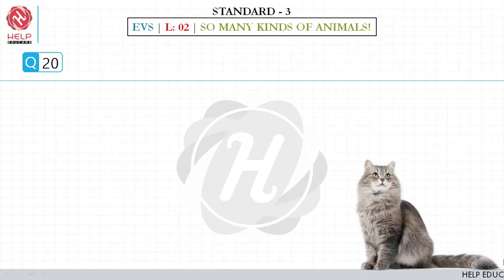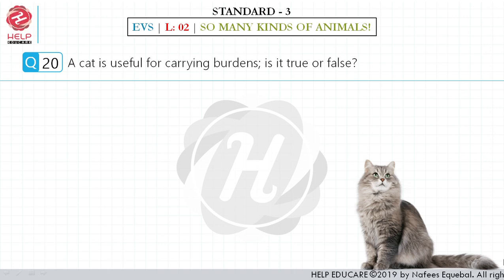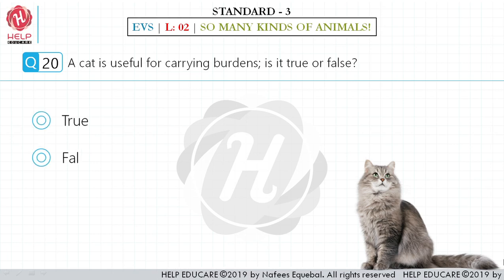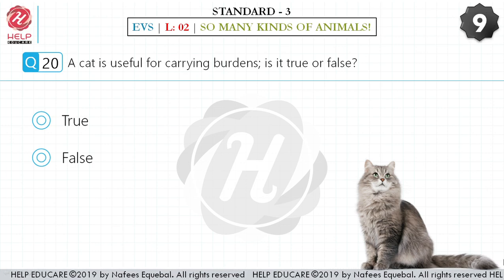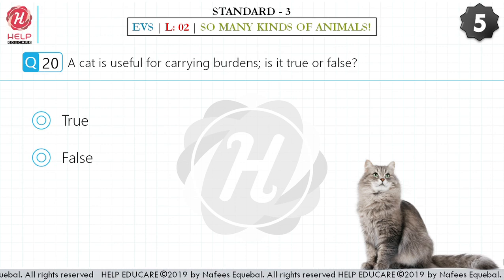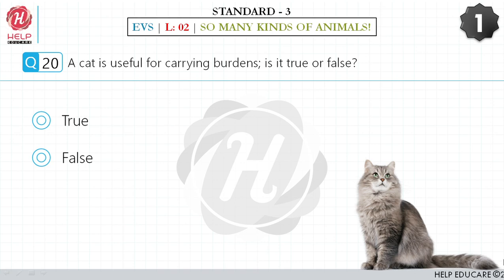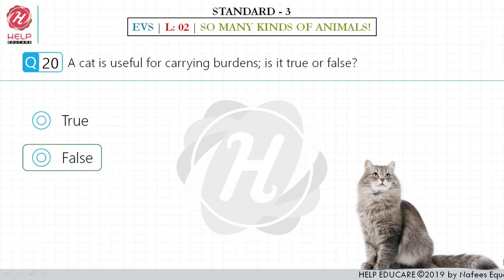Question number 20. A cat is useful for carrying burdens. Is it true or false? First option, true. Second option, false. Your time starts now. Correct answer is false.